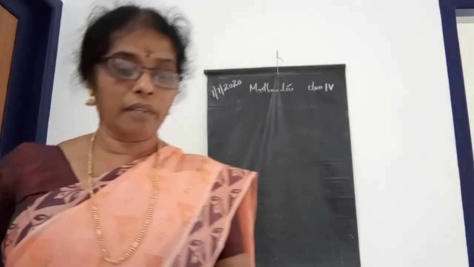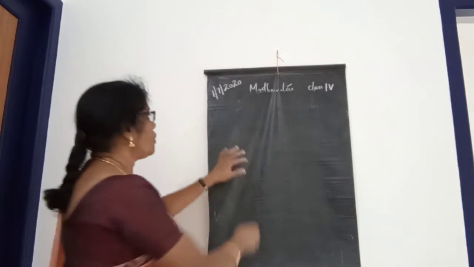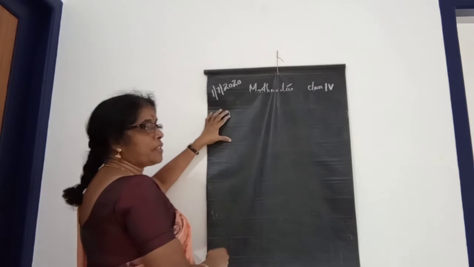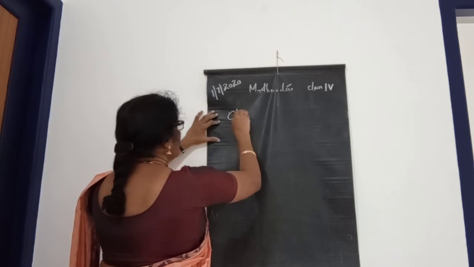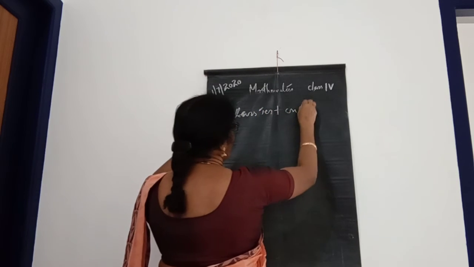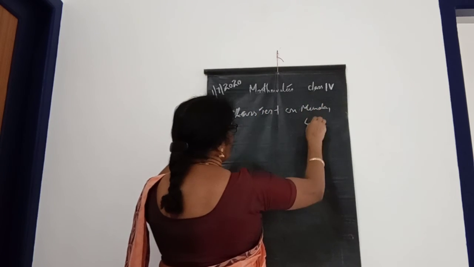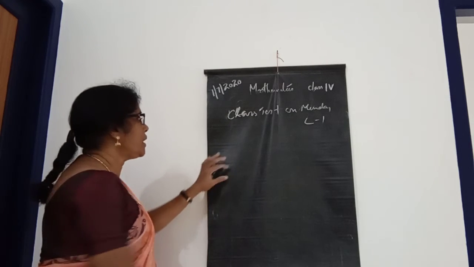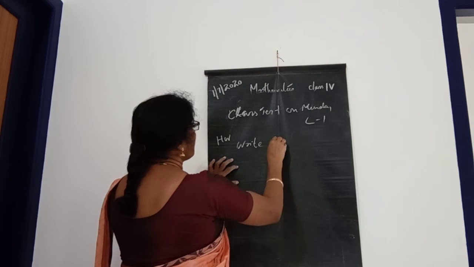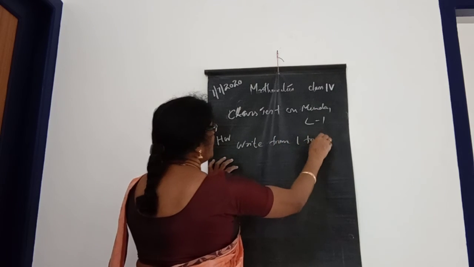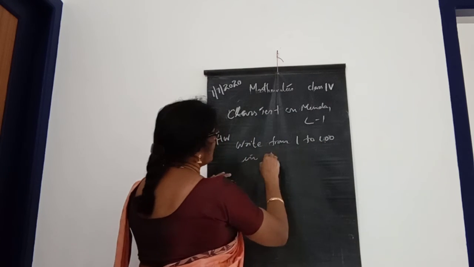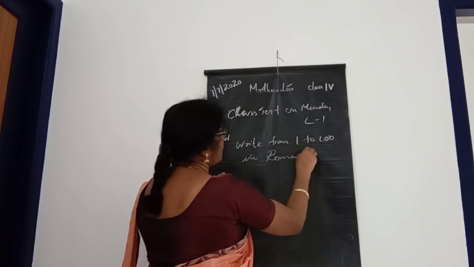Next I will review the homework, children, and the class test. I will take the class test on Monday. Okay. First lesson is over. Yes, class test on Monday, lesson 1. The next homework is to write 1 to 100 in Roman numerals.